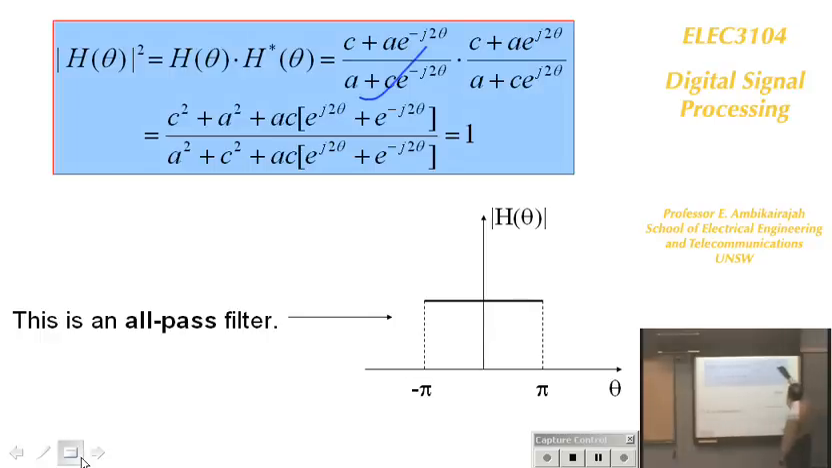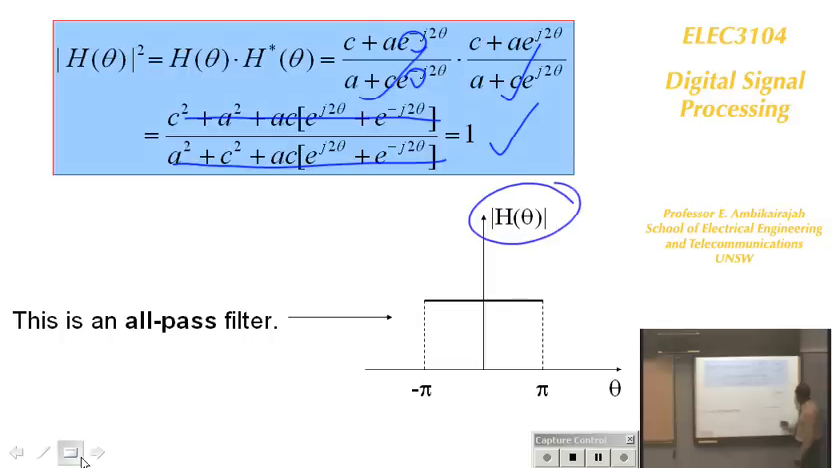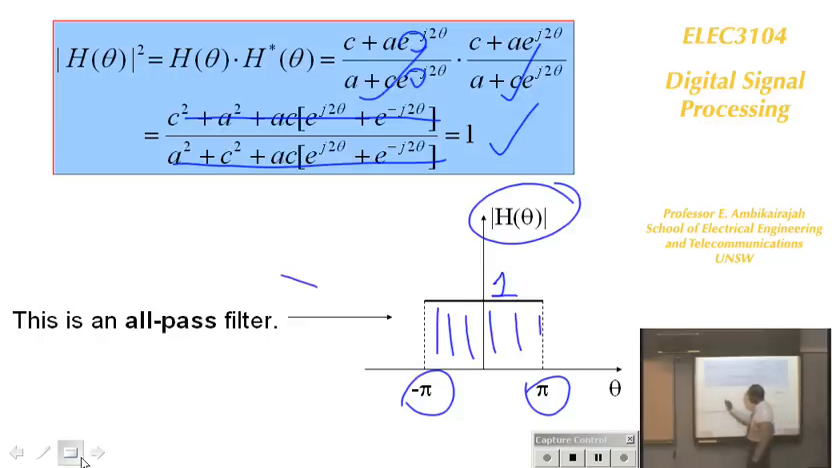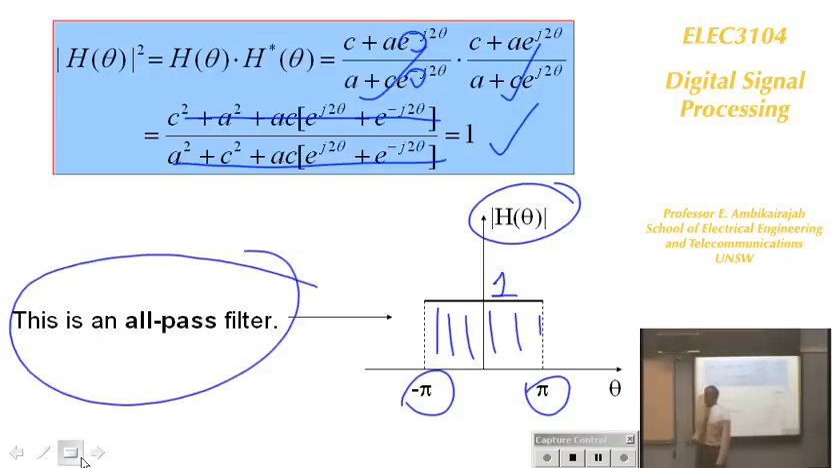And that becomes your H star theta, because this sign changes. And then when you multiply them out, that term cancels with that term, and it is equal to 1. That means if you plot the magnitude response between minus pi to plus pi, the amplitude is 1. So it passes all the frequencies, therefore this is called an all-pass filter.